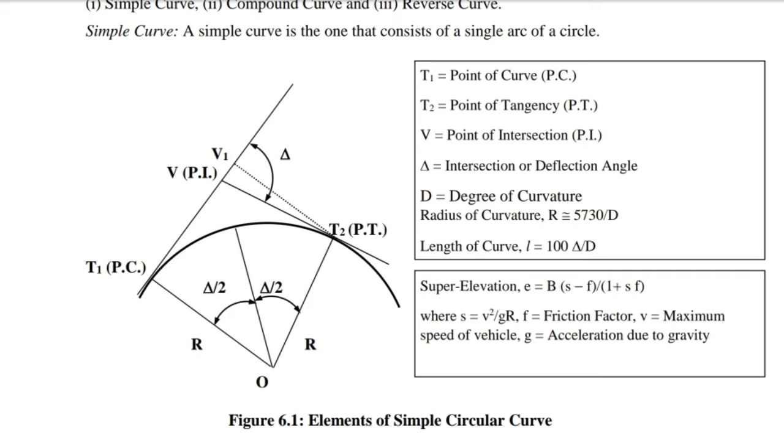Simple curve. A simple curve is the one that consists of a single arc of a circle. Figure 6.1 shows you elements of simple circular curve. T1 is equal to point of curve PC. T2 is equal to point of tangency PT. V is equal to point of intersection PI. Delta is equal to intersection or deflection angle. Capital D is equal to degree of curvature.